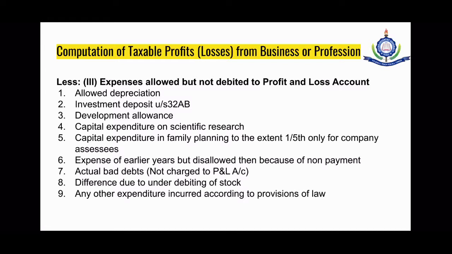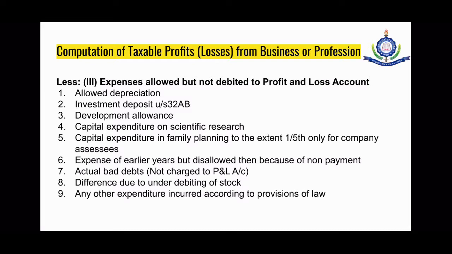family planning to the extent 1/5 only for company assessees, expense of earlier years but disallowed then because of non-payment, actual bad debts that are not charged to profit and loss account, difference due to under debiting of stock or any other expenditure incurred according to the provisions of the law.